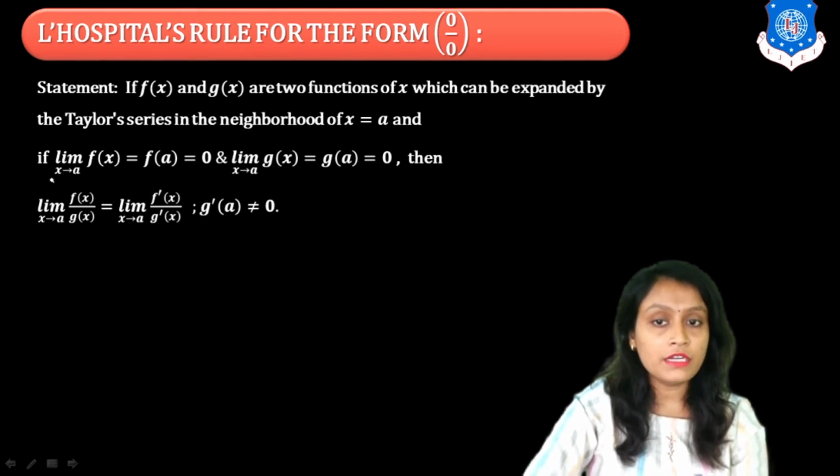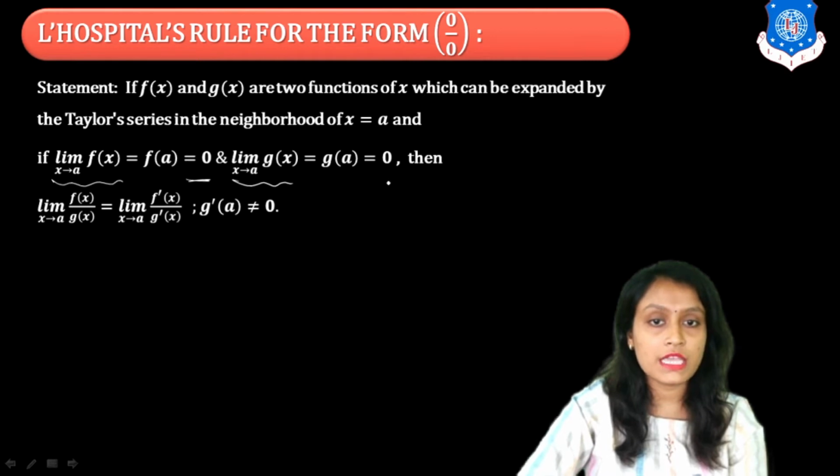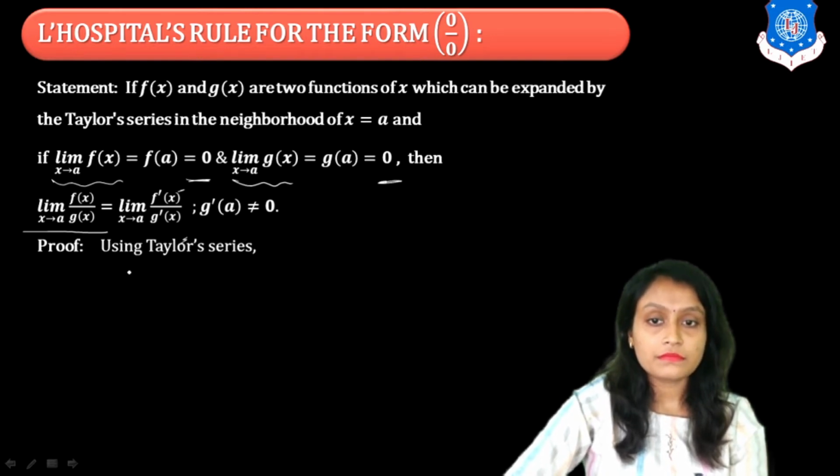So whenever limit x tends to a f(x) is 0 and limit x tends to a g(x) is equal to 0, then we have this 0 by 0 form here. To evaluate it, we will take the derivative of numerator and denominator separately, and then we will apply the limit. Now let's begin with the proof.